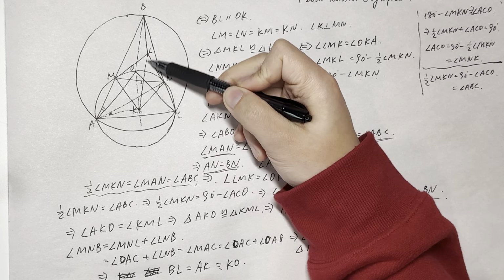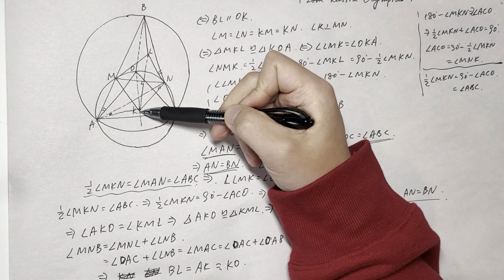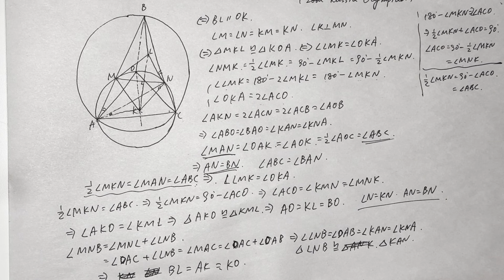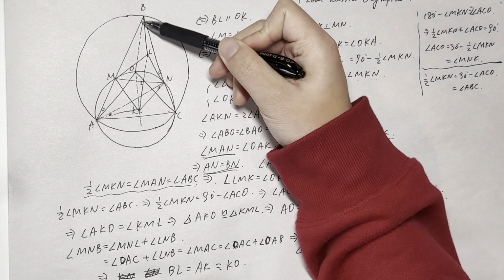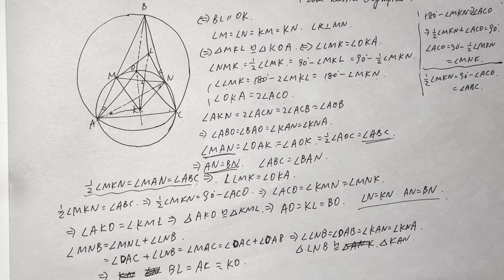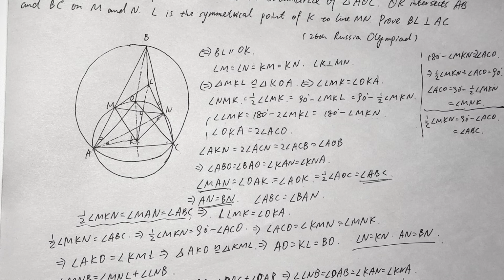And we just proved that KL equals BO, which means OKLB is a parallelogram. Since it's a parallelogram, BL is parallel with OK. So BL is perpendicular to AC. So this is a problem from the 26th Russia Olympiad. I think this problem is a difficult one. It's a very interesting one because we find a lot of interesting properties from this particular figure, right?